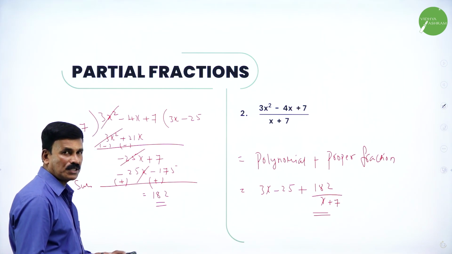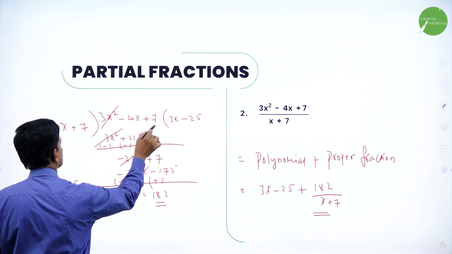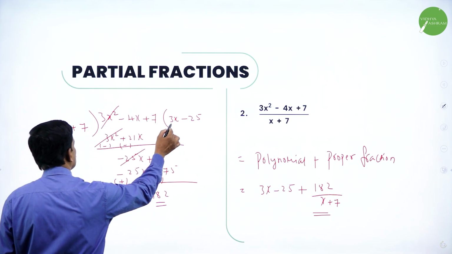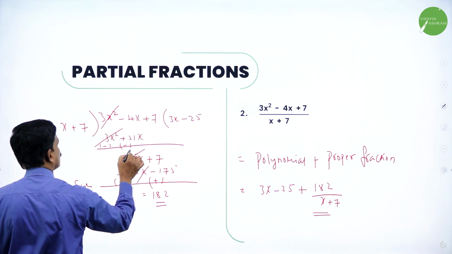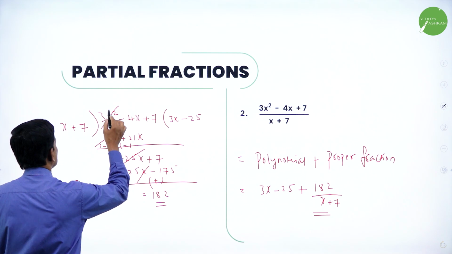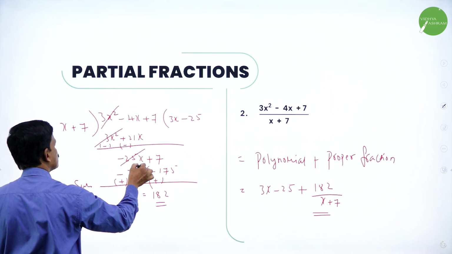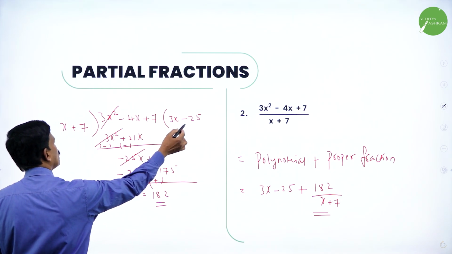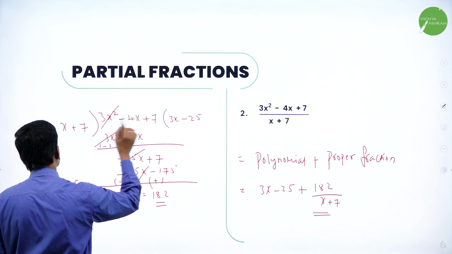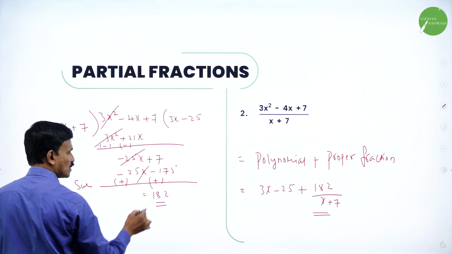What is the quotient and remainder you are going to get? So if you divide 3x square minus 4x plus 7 by x plus 7, just multiply by 3x first. 3x into x is 3x square. 3x into 7 is 21x. Subtract this. Minus 3x square plus 3x square gets cancelled. Minus 4 minus 21 is minus 25x, plus 7 as it is. Again multiply by minus 25. Minus 25 into x is minus 25x. Minus 25 into 7 is minus 175.